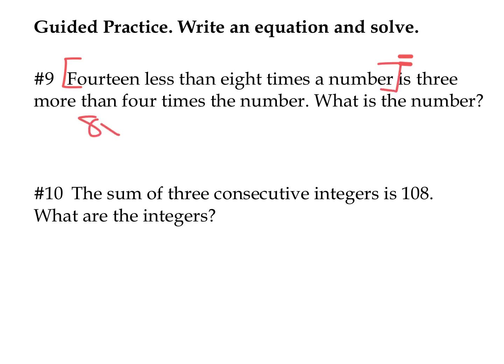So the left side is 14 less than 8 times a number. That's 8x minus 14. 14 less than 8 times a number is. So that's our equal sign, is. And now on the right side, we have 3 more than 4 times the number. So the same number, so we're going to use the same variable, x. So 3 more than 4 times the number, so 4x plus 3. And now I've got an equation I can solve.